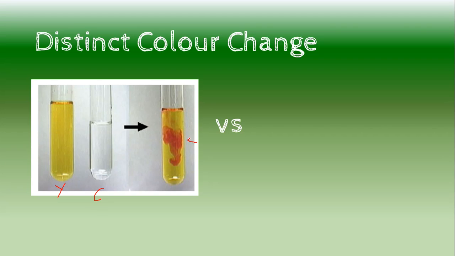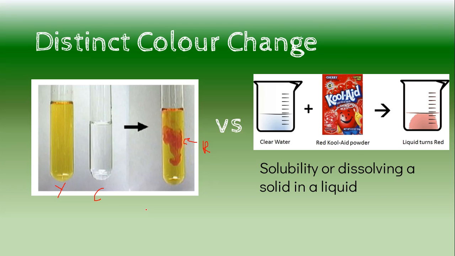When I mix them, notice I'm getting a red sort of substance in there, a red liquid or a red solid, a red something. That distinct color change tells you, bing, bing, bing, it is a chemical reaction. We're going to compare this to dissolving.